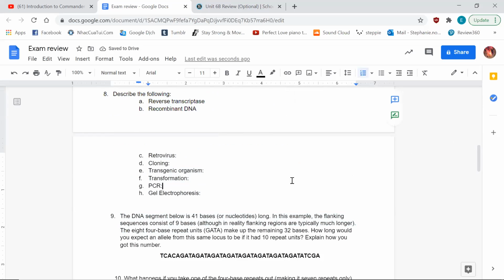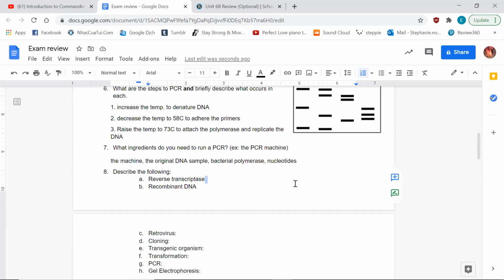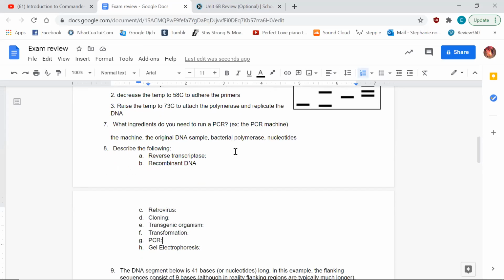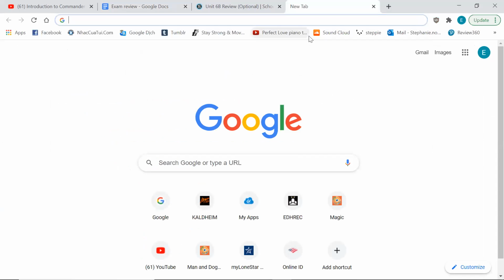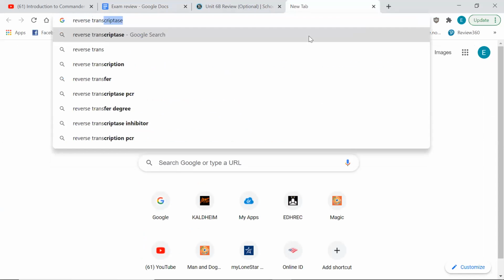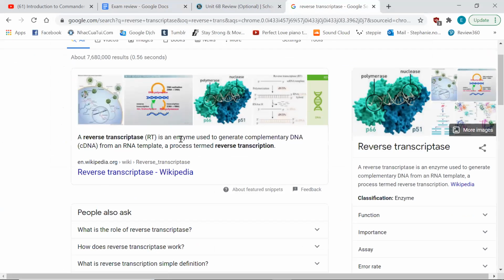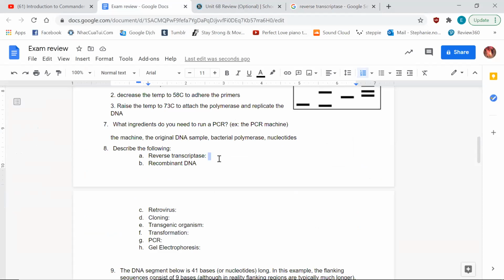We're gonna skip that. Y'all can do that on your own. I'm kidding. Let's go. Reverse transcriptase. Hang on. Crap, this is all the notes. All right. Google. Here we go. Enzyme used to generate complementary DNA. That makes sense.